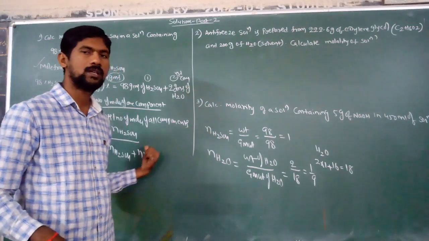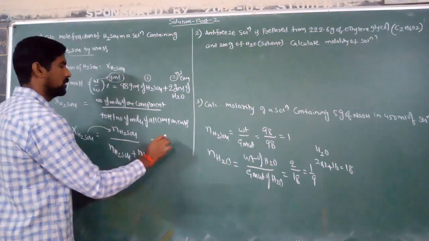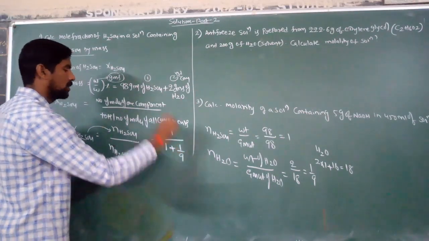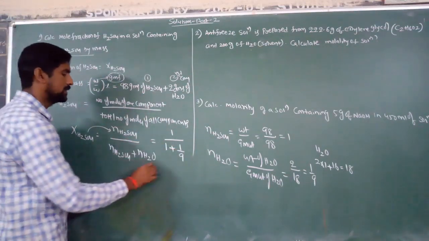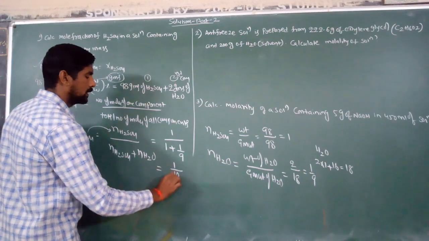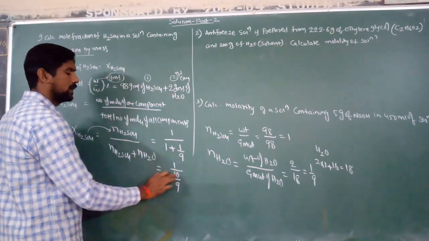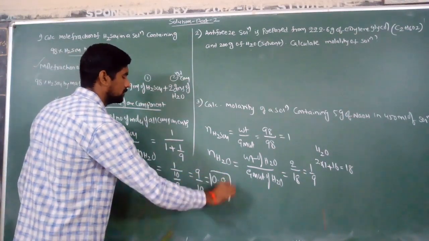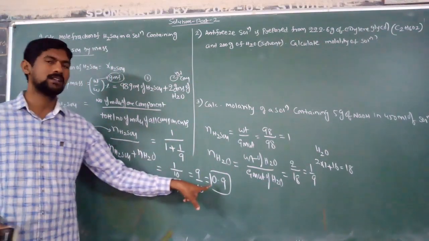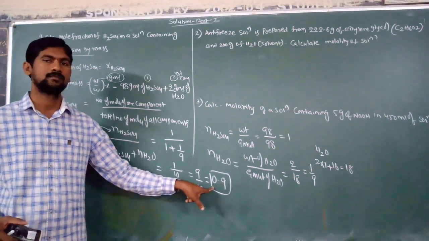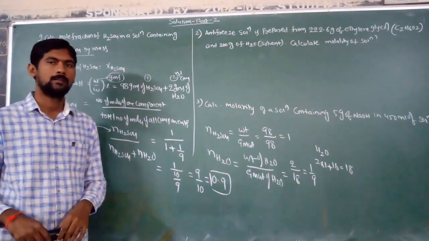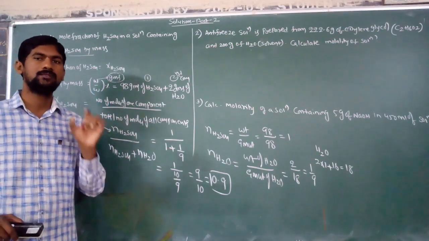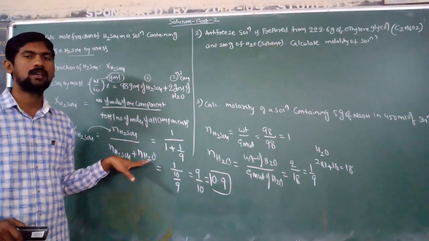Then these are substituted into the formula. Number of moles of sulfuric acid is 1, by number of moles of sulfuric acid 1 plus number of moles of water 1 by 9. So 1 by 1 plus 1 by 9, which is 1 by 10 by 9. 1 plus 1 by 9 is 10 by 9, which gives 9 by 10, that is 0.9. So the mole fraction of sulfuric acid is 0.9. So that is a simple problem. The main important thing is percentage. You have to understand the meaning of 98% sulfuric acid by mass. Then you can solve the problem.